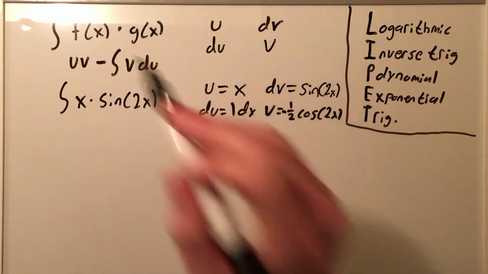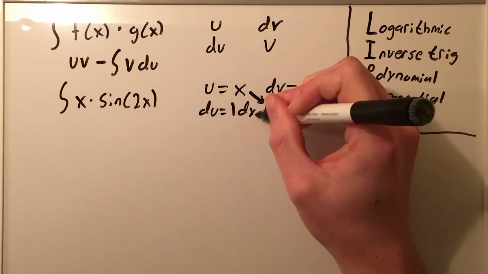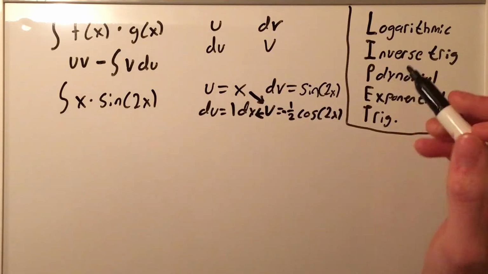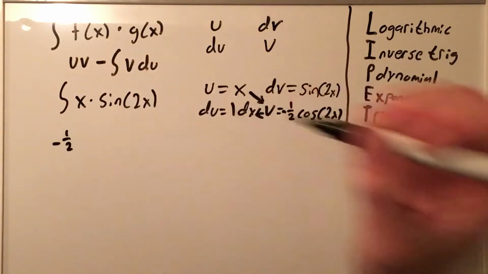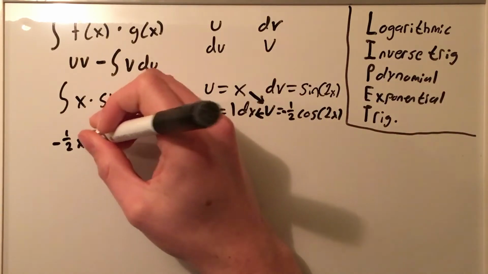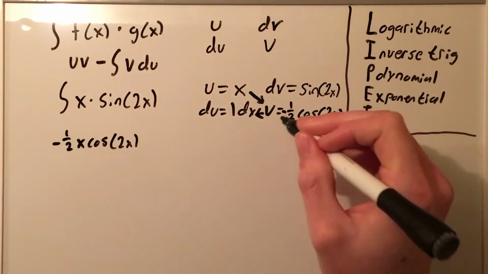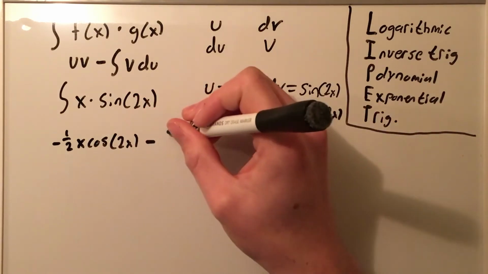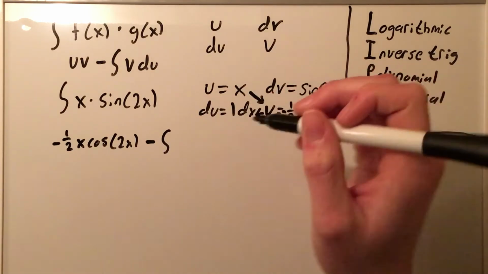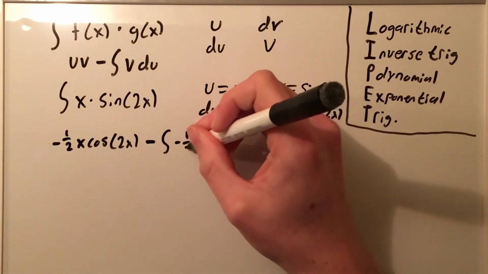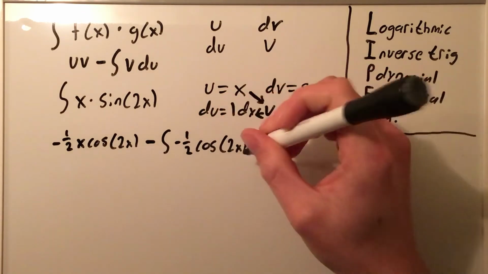Okay, so now we plug into the equation from earlier. We have the u times v, which is going to be negative 1/2 x times the cosine of 2x. And then we have minus the integral of v times du, which is just 1 dx, so just the v basically: negative 1/2 cosine of 2x, times dx.